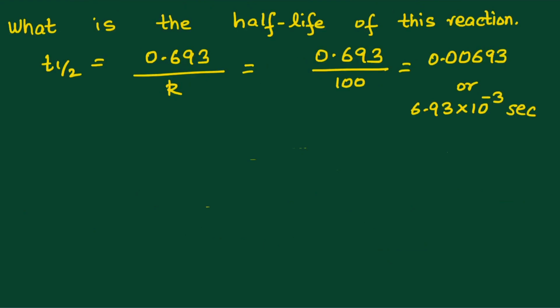0.00693, or 6.93 into 10 to the power minus 3 seconds. And for seconds, we have to put the symbol S according to the new IUPAC system. I've been making the small mistake, but a mistake is a mistake. Anyway, 6.93 into 10 to the power minus 3 seconds becomes the half-life of this particular reaction.